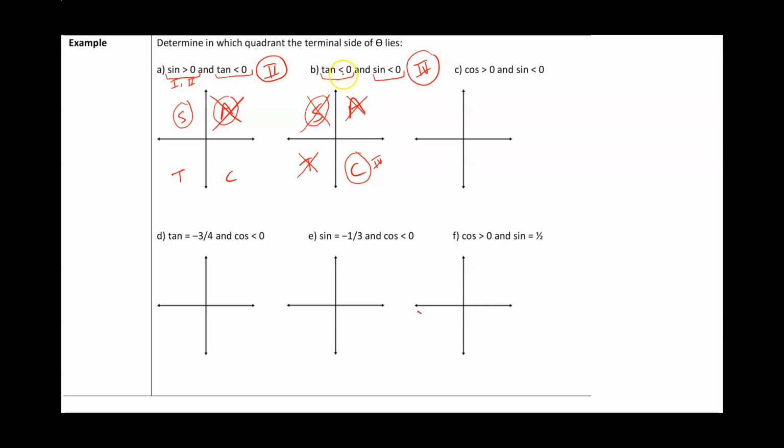Okay, so start with the first one. Tangent is less than 0. Where is tangent less than 0? Can't be in 1 or 3, that's where it's positive, so it has to either be in 2 or it has to be in 4. So narrow it down to 2, and then use the second one to narrow it down to 1.